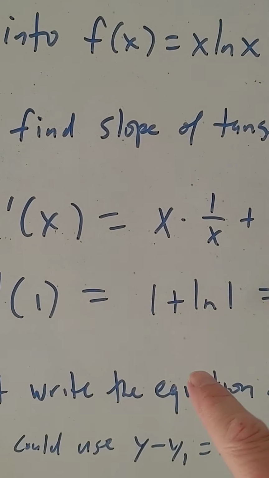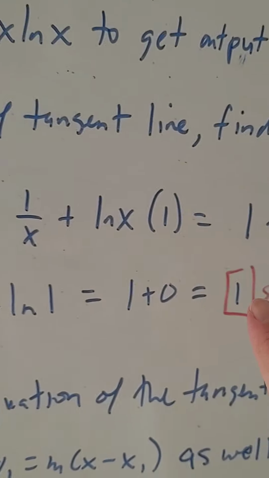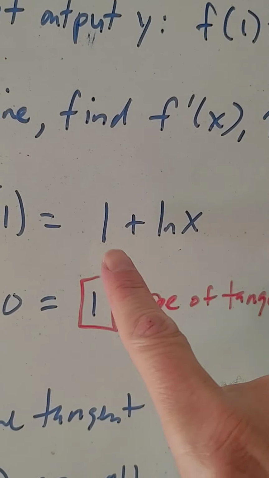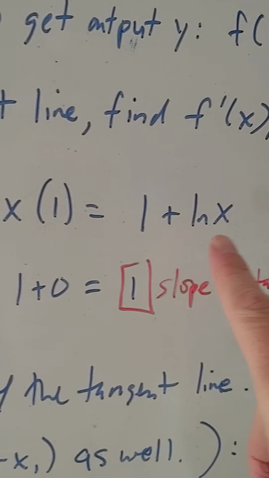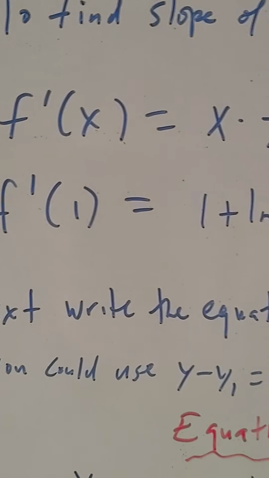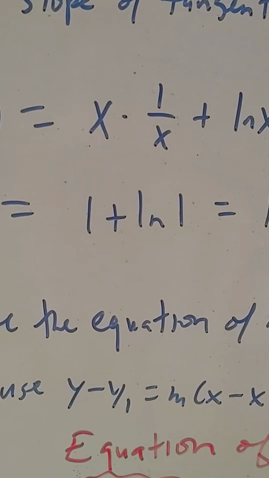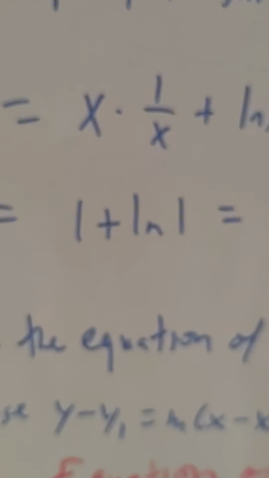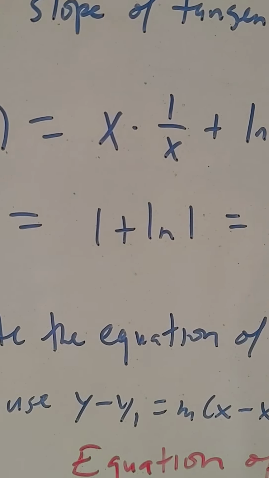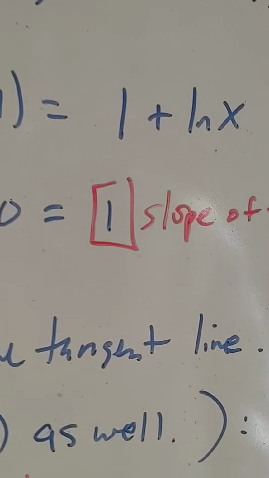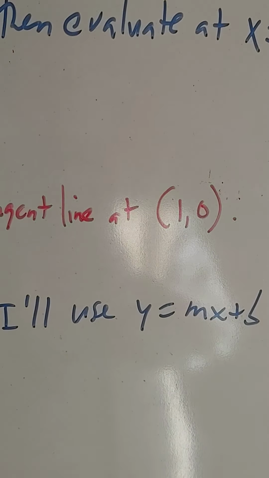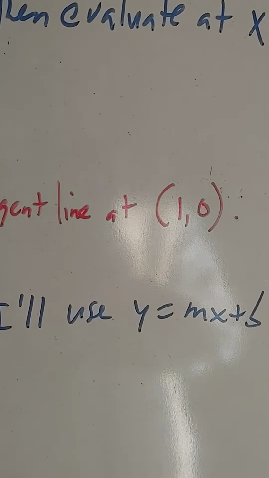Let's go to the simplified derivative. So f prime of 1 is going to simply be 1 plus ln of 1. So there we have it. F prime of 1 equals 1 plus the ln of 1. But what is the natural log of 1? It's 0. So this becomes 1 plus 0, which equals 1. So this 1 is the slope of the tangent line at the point 1 comma 0.